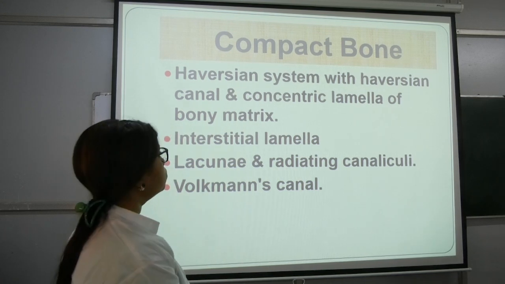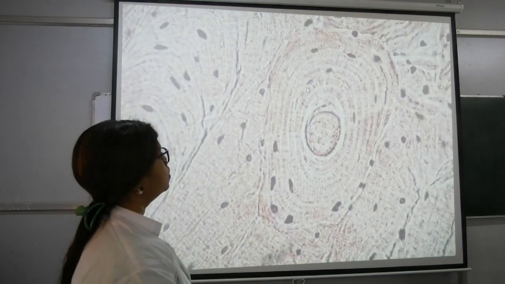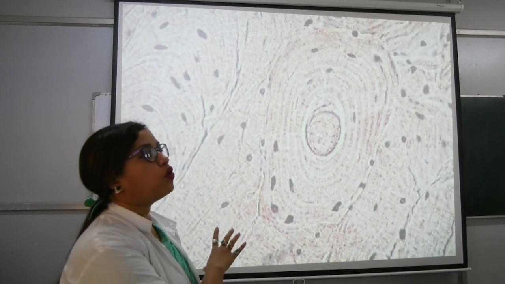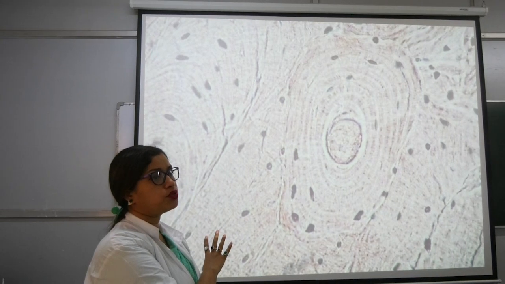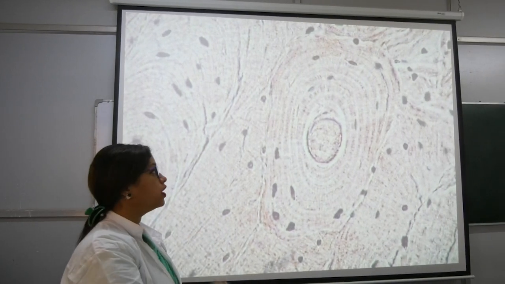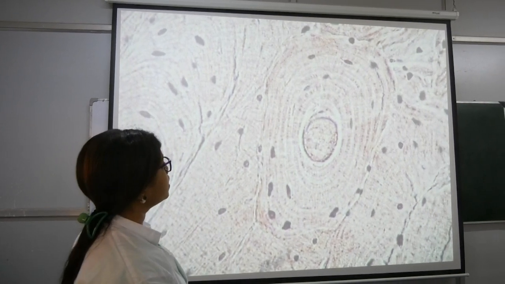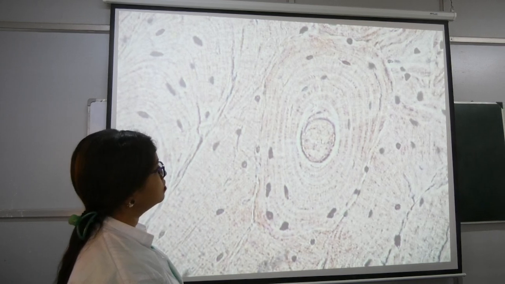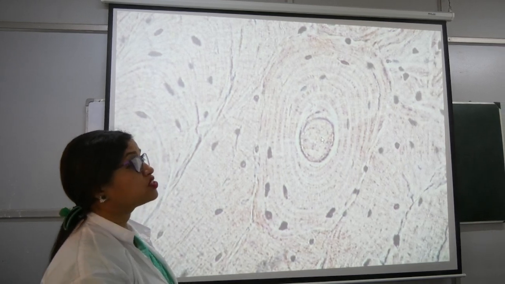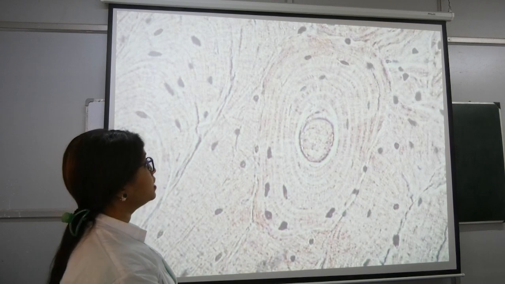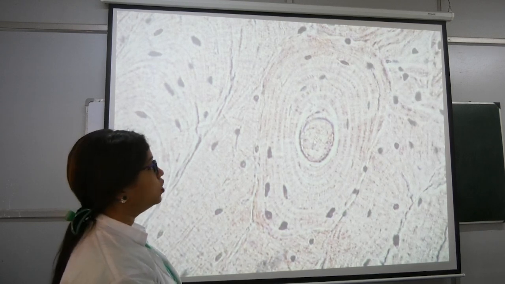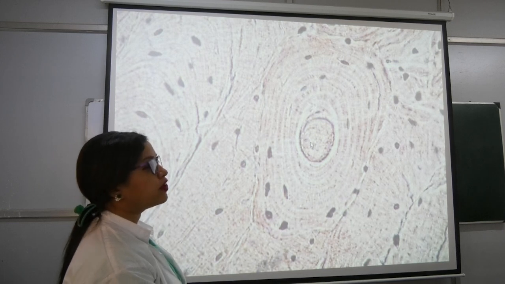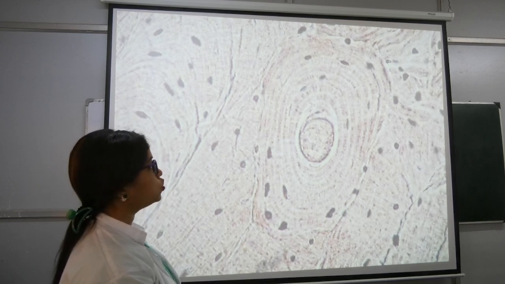Now we will see the slide. You won't see a yellowish color; you will get a blackish color, it will appear black. What are the things you could see? This is known as the central canal. This system is known as the Haversian system. From here the nerves, lymphatics, blood vessels and loose connective tissue are found.